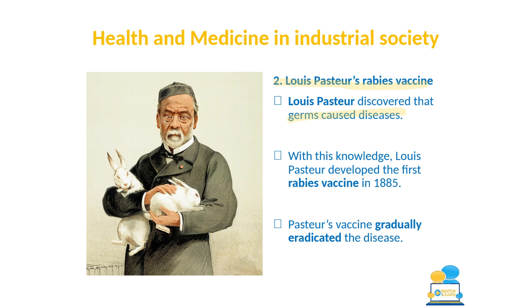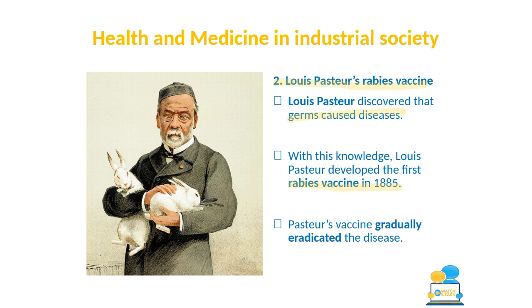All right, so Louis Pasteur was the first man to discover that germs cause disease, okay? And with this knowledge, Louis Pasteur developed the very first rabies vaccine in 1885. Rabies was very often contracted by getting bitten by a dog, for example. And again, people didn't know where rabies came from. But Louis Pasteur discovered that rabies was caused by germs getting into an infected cut.